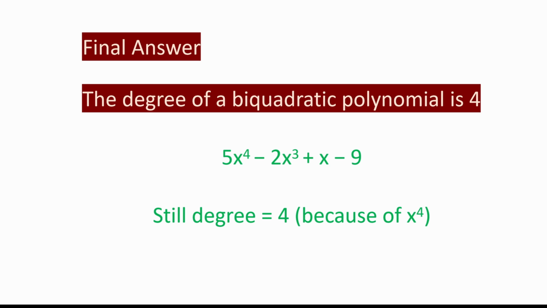If you look at this expression, which is 5x to the power of 4 minus 2x to the power of 3 plus x minus 9, this is an expression, and the degree is still 4 because of x to the power of 4.